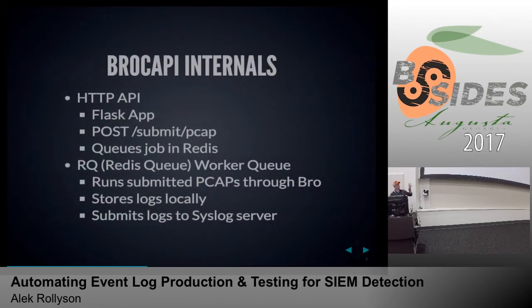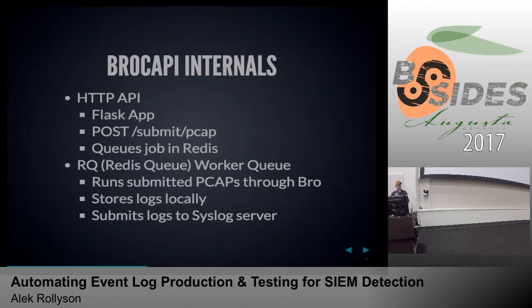Just to talk a little bit about the internals of BroCopy, but I'm not going to go too deep into this because it becomes a web app development talk. There's two pieces to it. There's the HTTP API on the front end, and all this is written in Python. It's a Flask app with one route, submit PCAPs. You post PCAPs to it, it queues jobs in Redis, and then the second piece of BroCopy, which we creatively called BroCopy Worker, is just a worker queue using a Python module called Redis Queue.